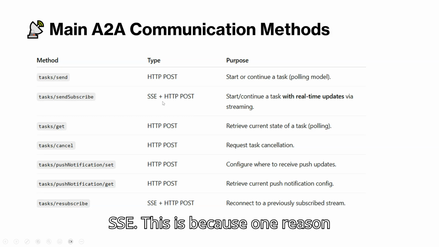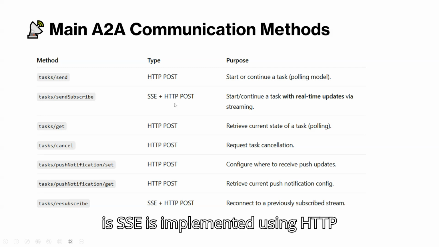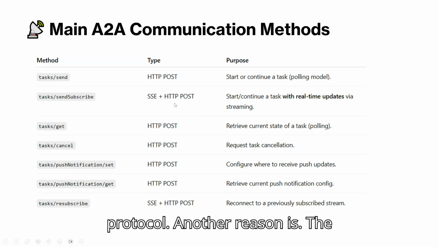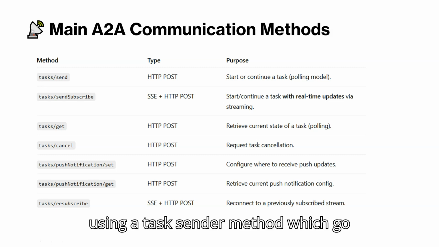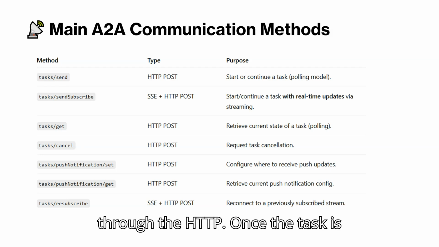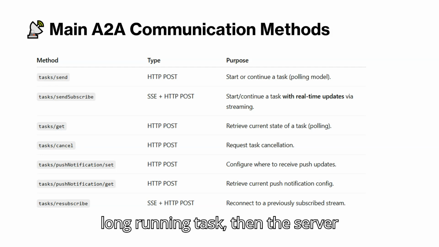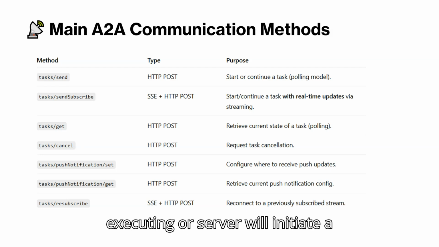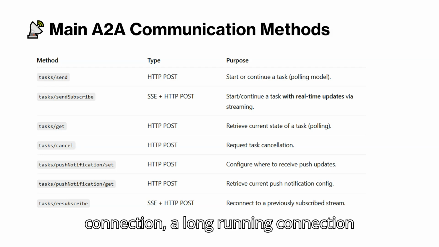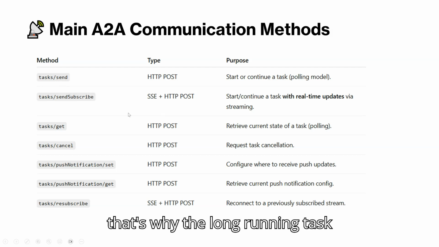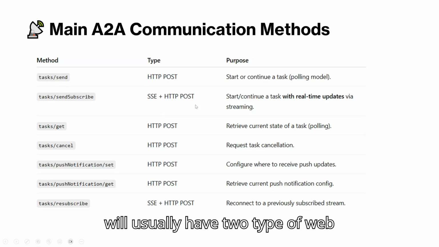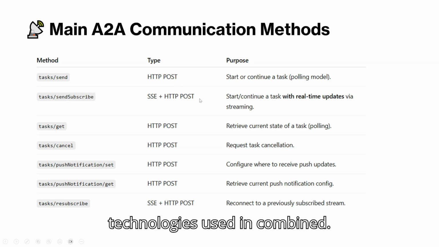This is because, one reason, SSE is implemented using the HTTP protocol. Another reason is the client has to initiate the first task to the remote agent using a task sender method, which goes through HTTP. Once the task is a long-running task, the server will initiate a long-running connection using the server-sent events method. So that's why a long-running task will usually have two types of web technologies used in combination.